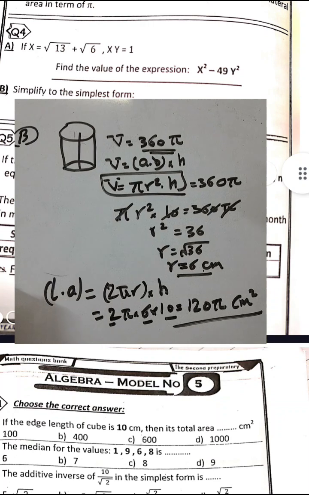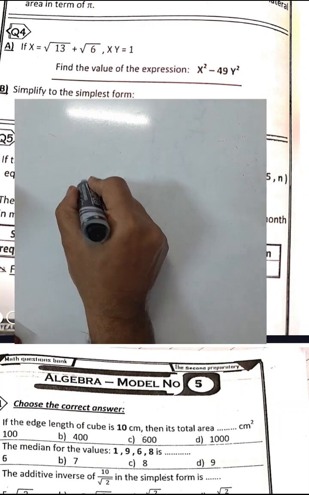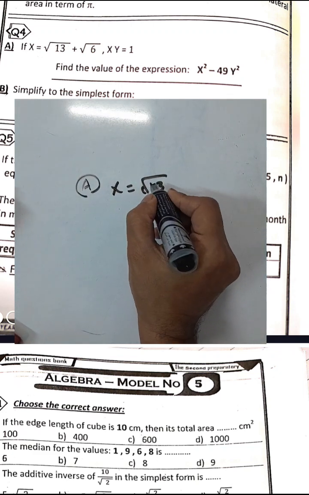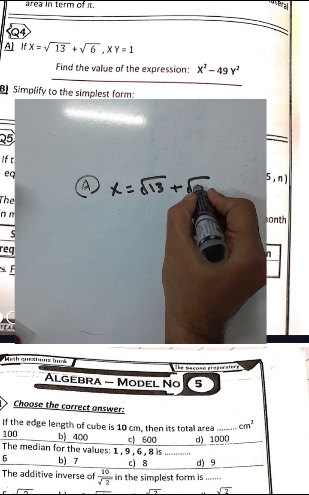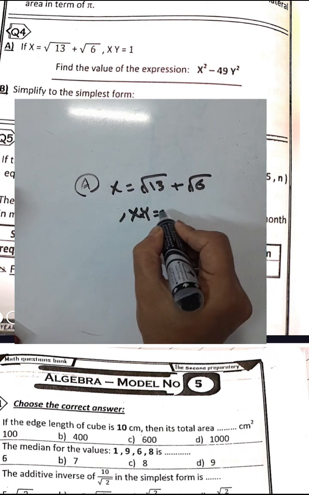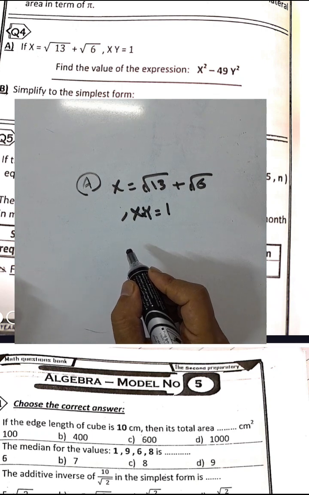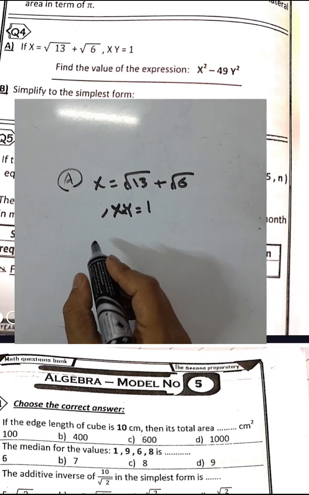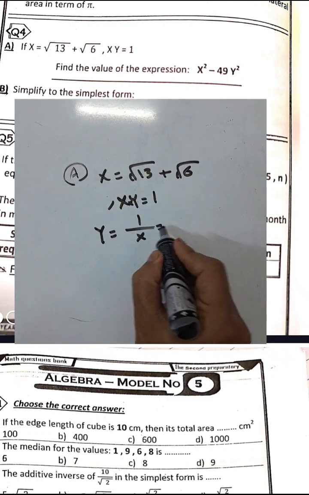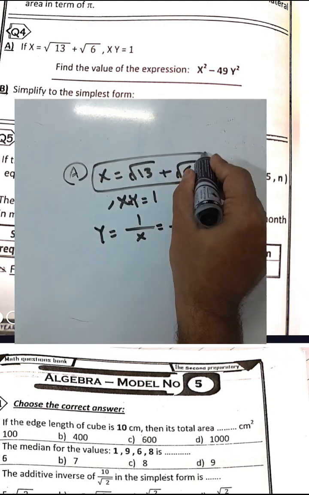Next question. Number A. If x = √13 + √6 and xy = 1, you want to find the value. First step, you can find y. The value of y equals what? 1 over x. Write 1 and x here.